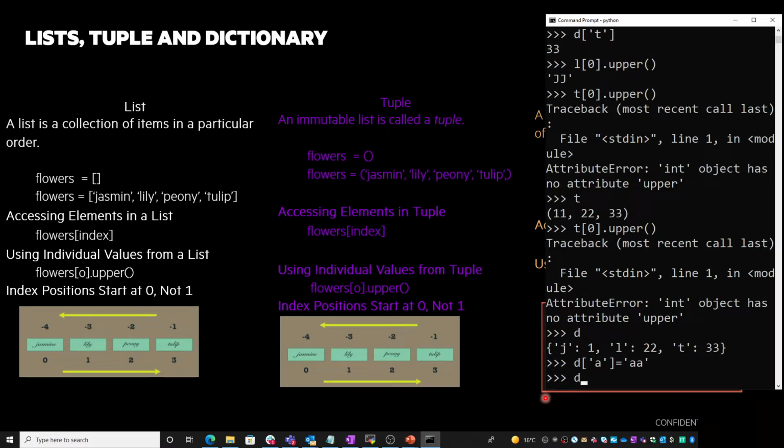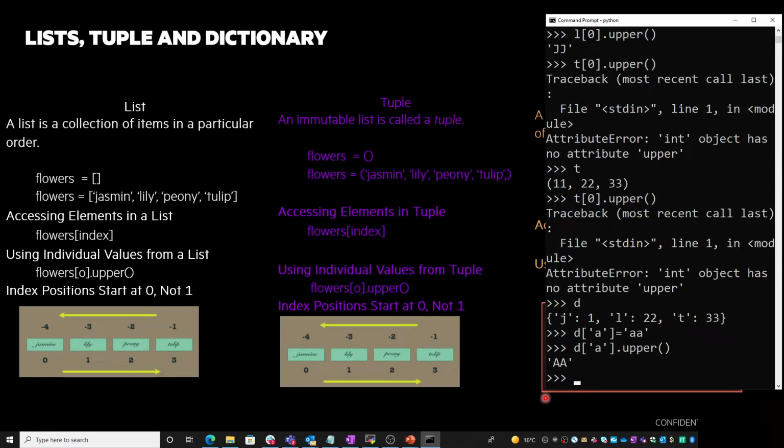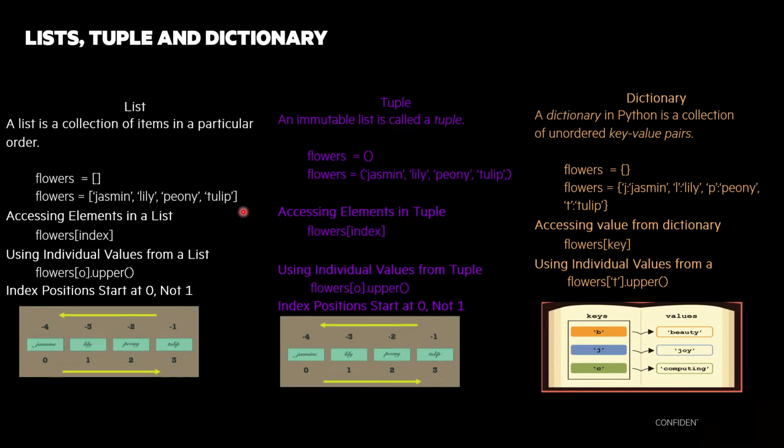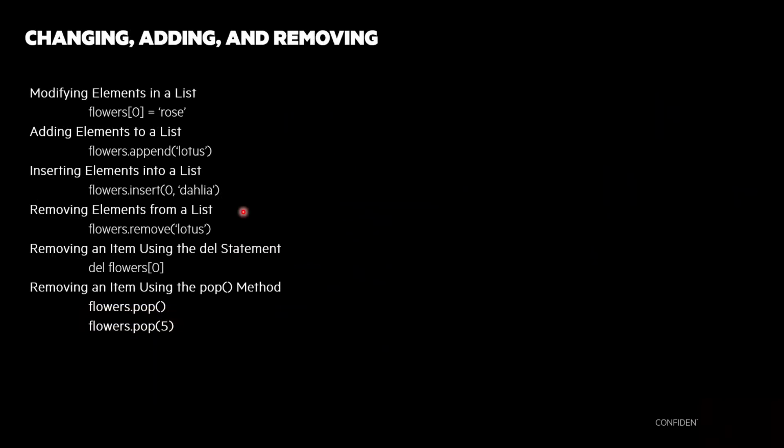And then we can call d of a upper, and this one should return the uppercase. So this was a kind of comparison, and how we can use the list, tuple, and dictionary. Now we'll be just exploring a few more fun things regarding them.